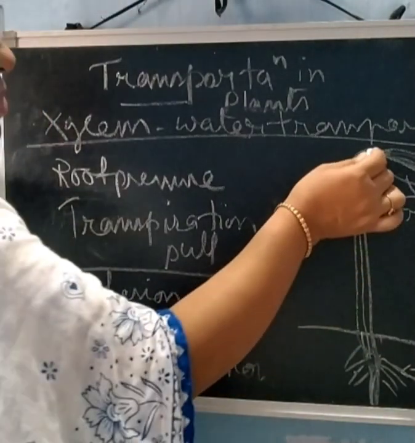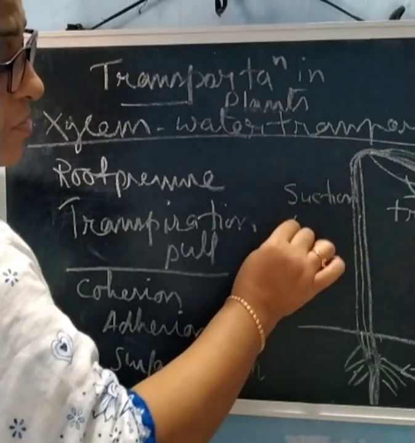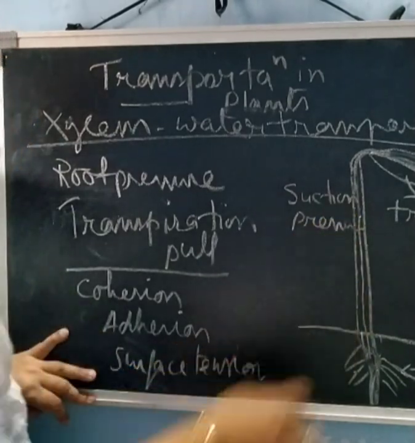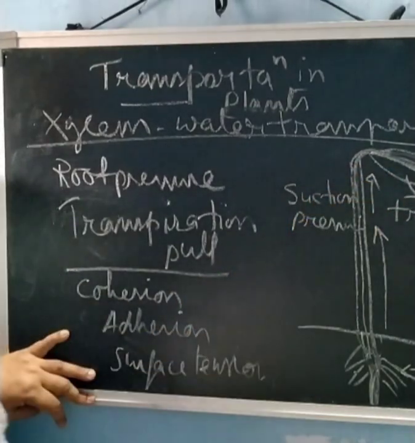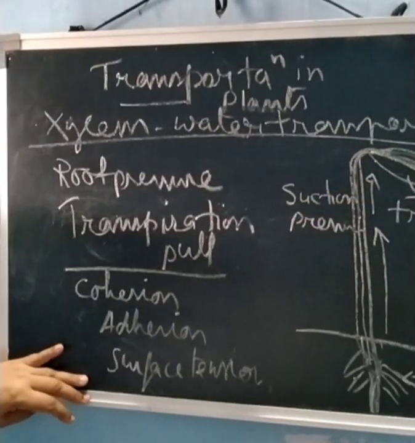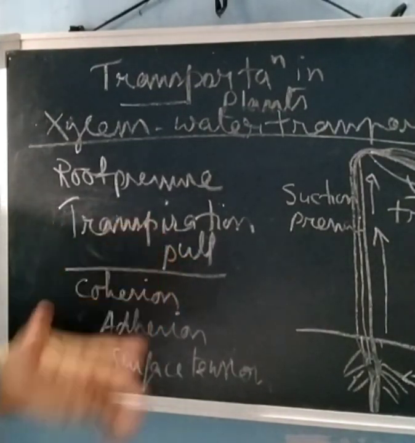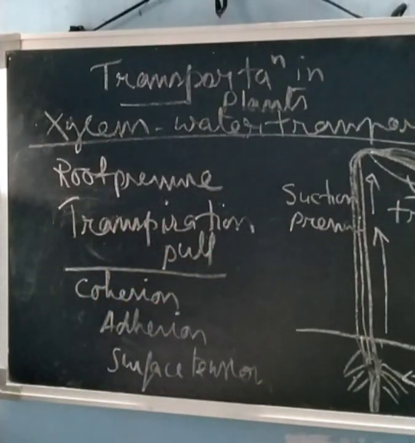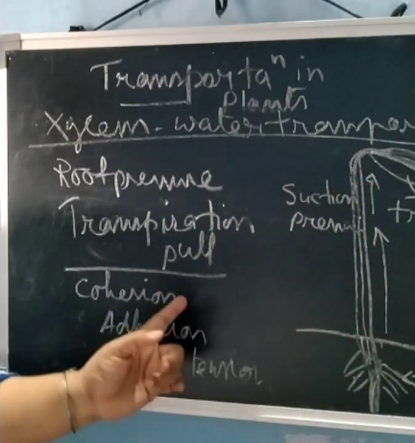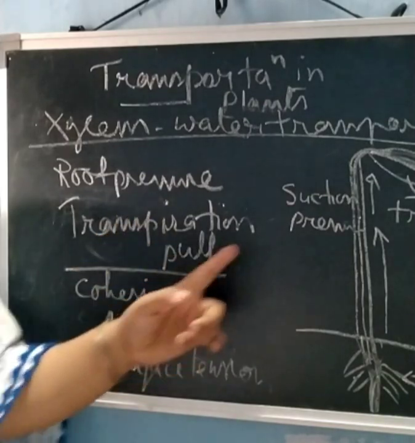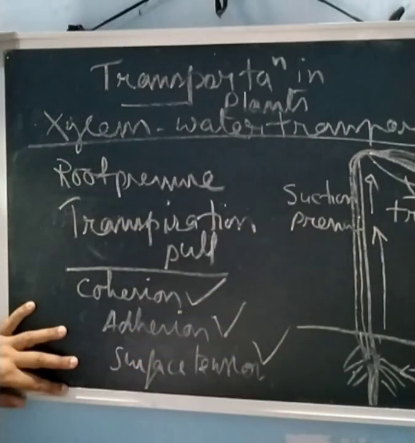So there is always a demand created here, and that demand produces suction pressure, and this suction pressure pulls the water up through the xylem, and it reaches the leaf xylem. So in this way transpiration is helping. What is transpiration? That is the removal of extra water in the form of water vapor. So transpiration helps to pull the water up, and that upward flow is called the ascent of sap. And this upward flow is maintained by cohesion, adhesion and surface tension.